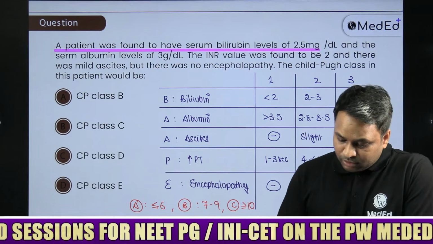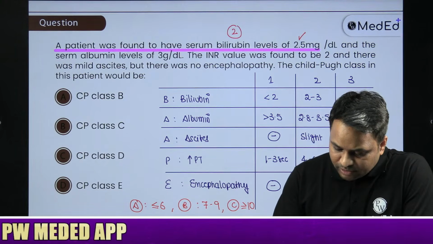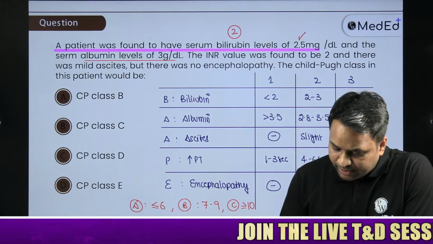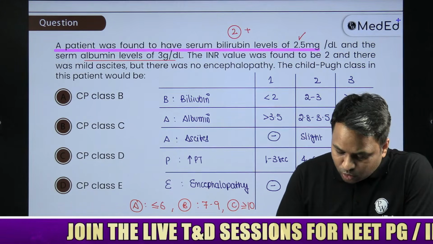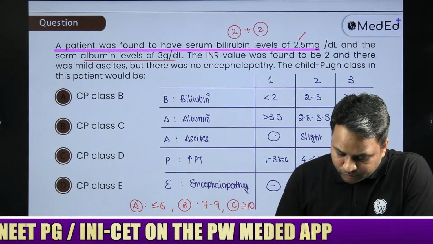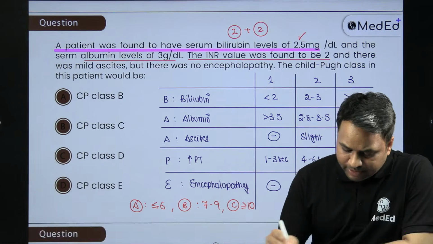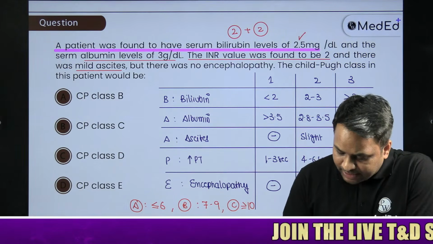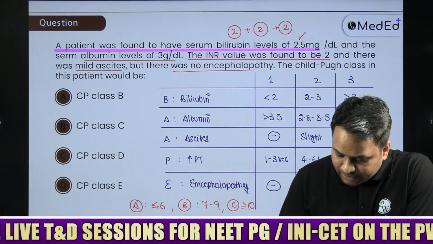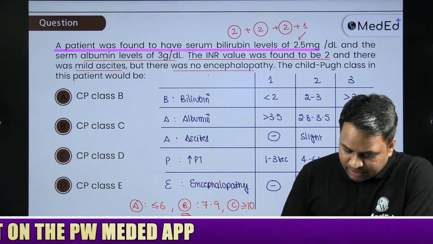Now here they're asking to calculate, okay? The bilirubin is 2.5, that means a score of 2 is given for bilirubin. Then the serum albumin level is 3, that is between 2.8 to 3.5, so again a score of 2 is given. 2 plus 2 is 4 now, right? The INR value was found to be 2, but we don't consider INR here. We consider prothrombin time, and there's a mild ascites which is present. The slight ascites, a score of 2 is given. There's no encephalopathy, so a score of 1 is given. So 7 is the total score. 7 is Child-Pugh classification B.